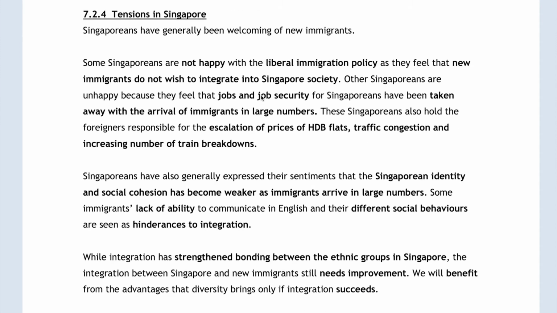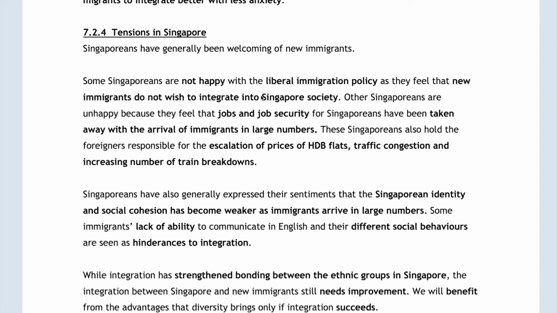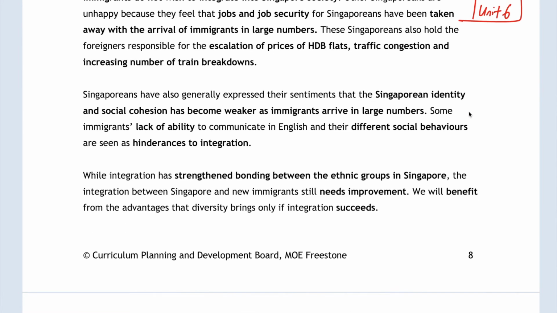As we discussed in Unit 6, there are tensions when it comes to the integration of new immigrants. Some people are not happy with the liberal immigration policy. They feel that new immigrants don't want to integrate, and there are problems with job security and competition for resources. If you need a better understanding of this, please go and look at the video for Unit 6.